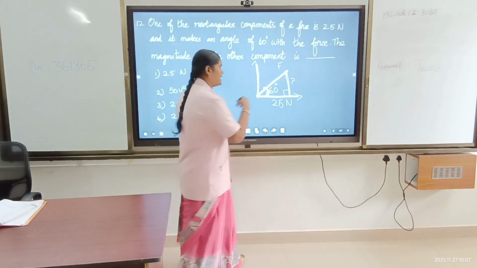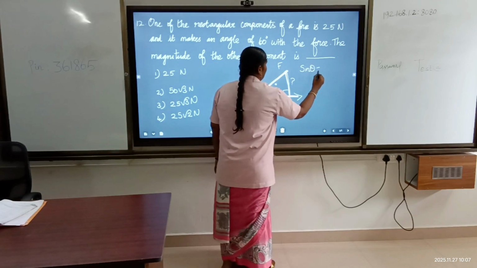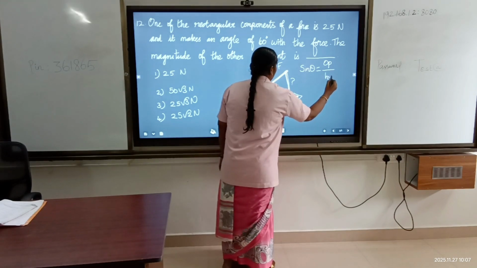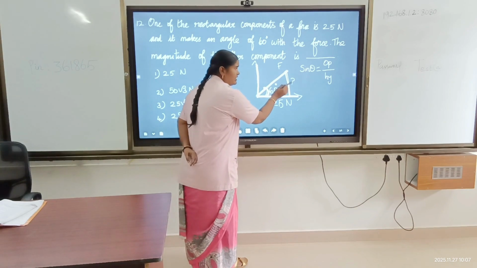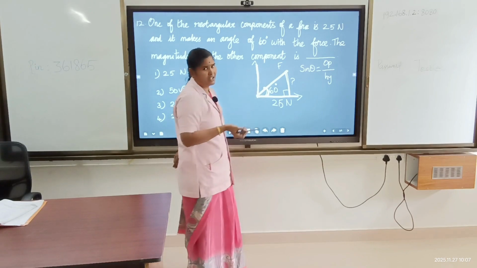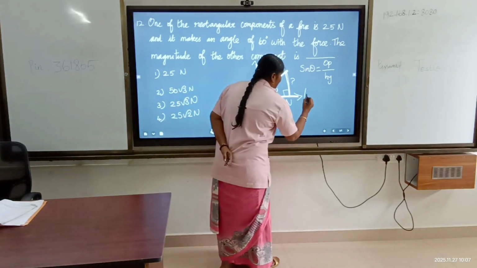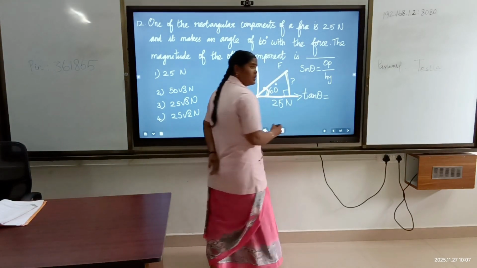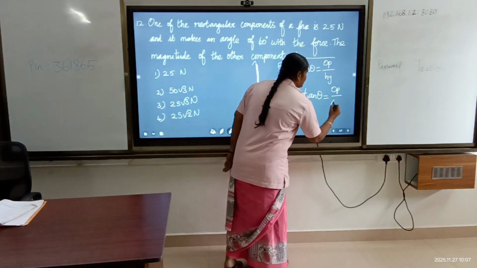Sin theta? Okay, let's calculate. If we want to calculate sin theta, for sin theta we need the opposite side as well as the hypotenuse, right? Now see, this is theta. What is that opposite side? We have to calculate. Hypotenuse, that one also we have to calculate, right? So we don't want that. Then if we take tan theta, it will be easy because for tan theta, what is the formula? Opposite side by adjacent side.